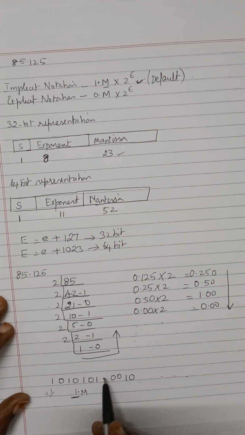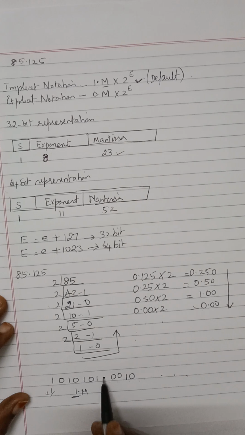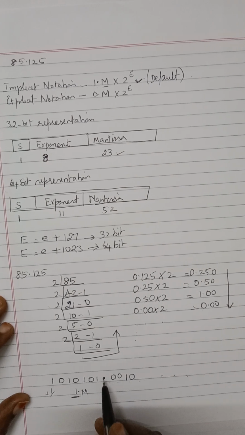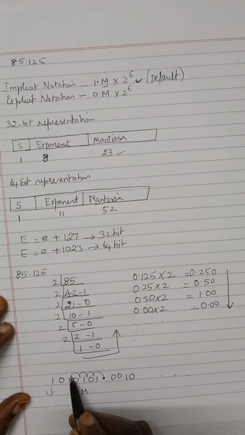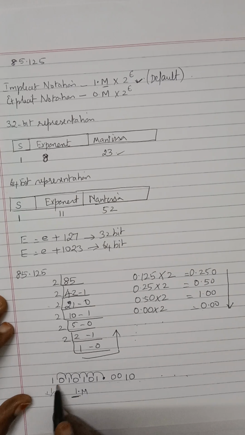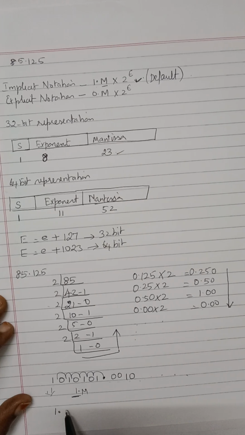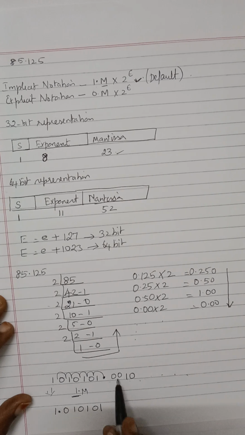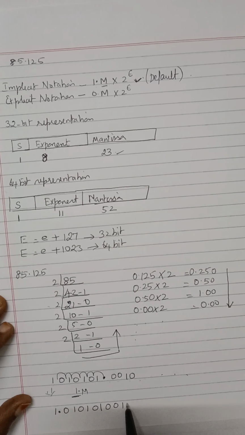So what will I do? I'll shift this decimal point until it reaches this one. How many places will I shift? 1, 2, 3, 4, 5, 6. So if I shift the point 6 positions, I will get 1.010101. Then write the remaining numbers as they are after the decimal point. Now you have shifted the decimal point here, so you can write 0010.